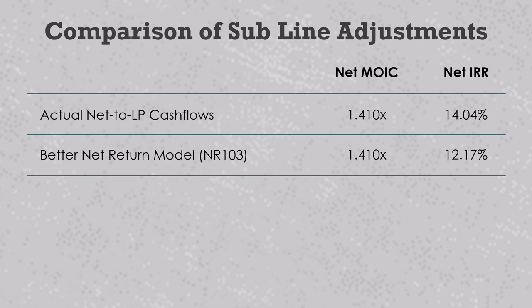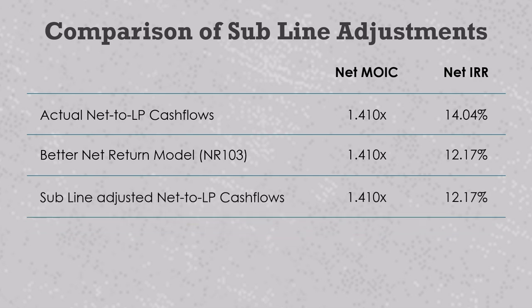When we use the subline balance to adjust the net to LP cash flows, we get the same net multiple and another subline adjusted net IRR measurement of 12.17%. A benefit of this approach is that it's a little more intuitive, and the only extra data you need is the subline balance, which you could probably pull off a bank statement. The downside, of course, is that you don't get those subline adjusted net IRRs for individual investments like you do with the better net return model.